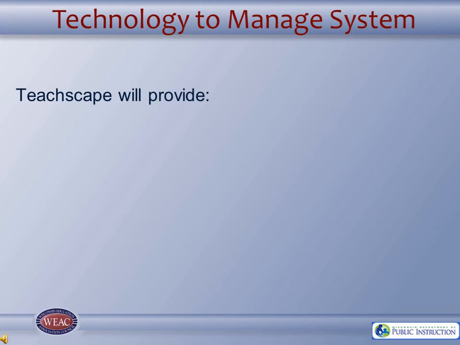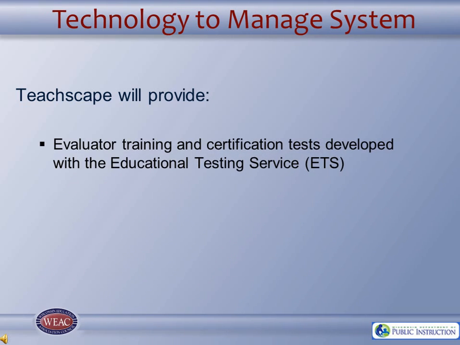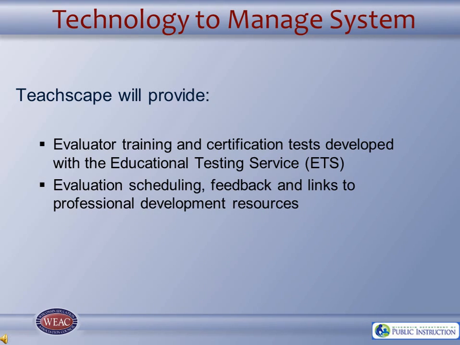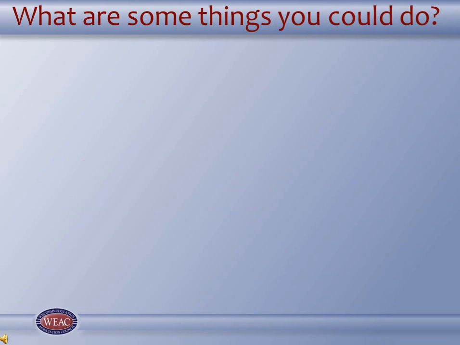The DPI has contracted with Teachscape, a virtual community in which many things can be managed in working the educator effectiveness model. Some of these activities include evaluator training and certification tests developed with the Educational Testing Service, evaluation scheduling, feedback, and links to professional development resources, data storage and retrieval, a place for you to review observation notes and store pieces of evidence. What are some things you can do to prepare for EE?